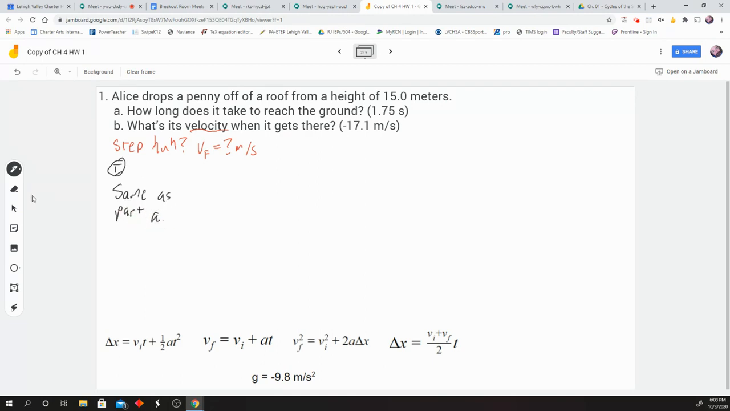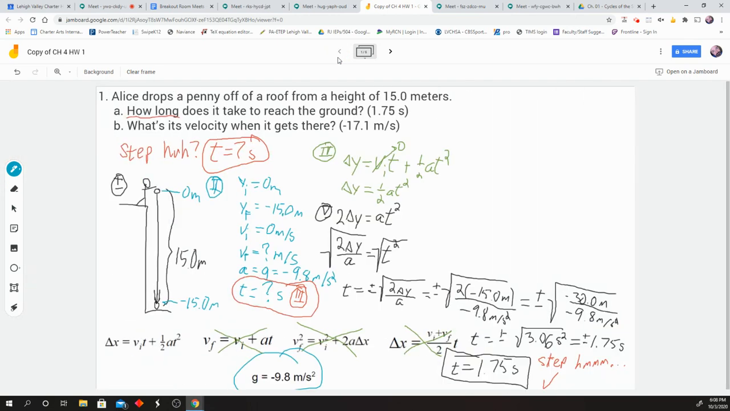Okay, not so bad. The next step is the variable bank. So let me quickly draw in the blank variable bank. Y initial equals, y final equals, v initial equals, v final equals, a equals, and t equals. Now because this is the exact same situation, this variable bank will look exactly like the one we just started with, only with one other thing. We just figured out what time is equal to.